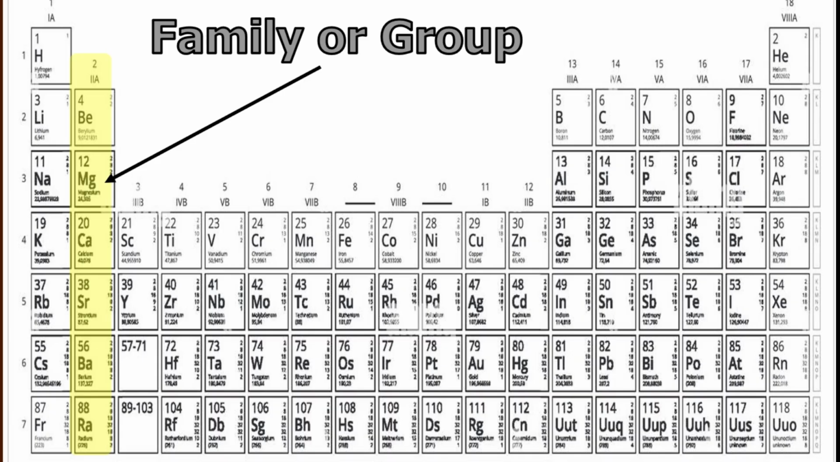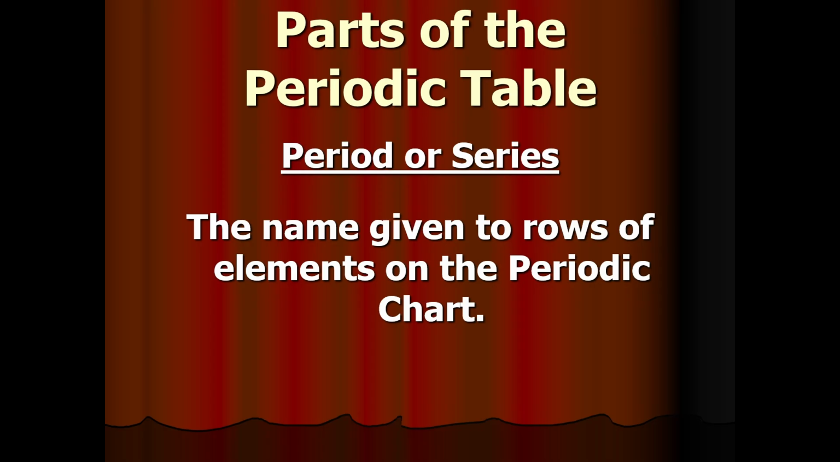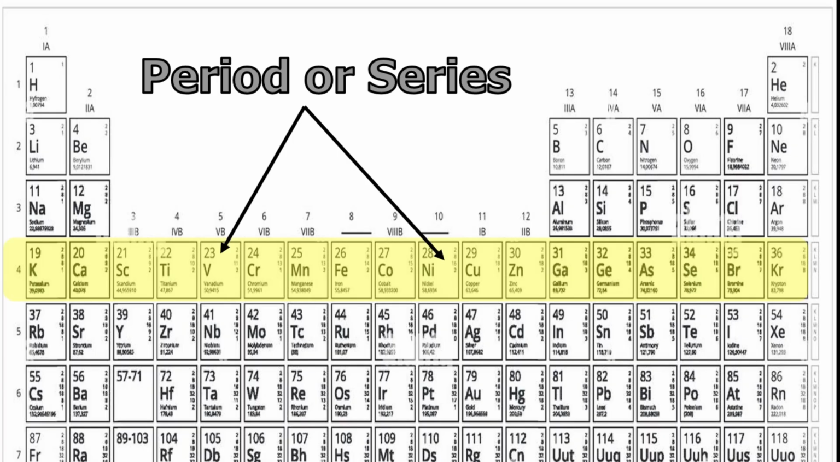Just remember that a column is a vertical structure that holds up a roof. So a column on the periodic table represents the vertical family or group. A period or series is the name given to rows of elements on the periodic chart. Here we have highlighted row 4 on the periodic table, which represents a period or series.